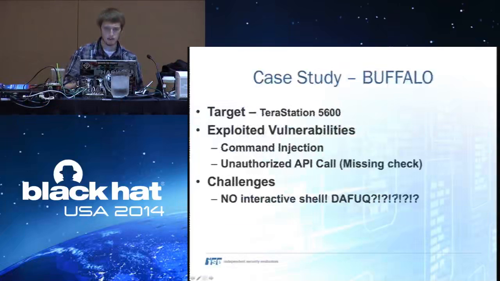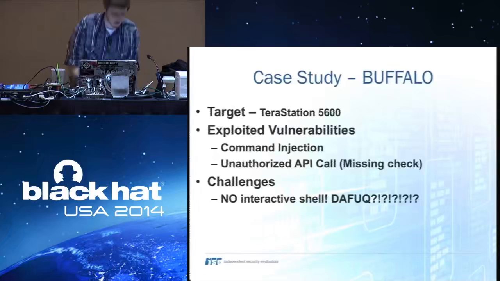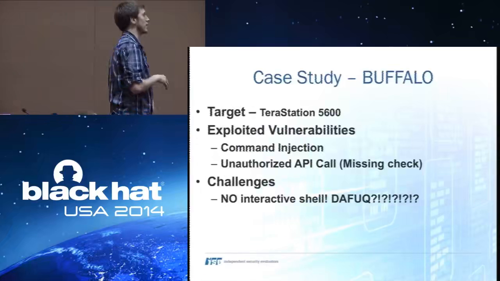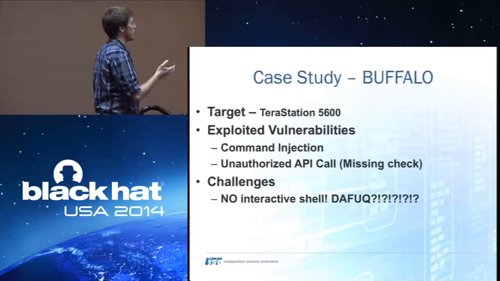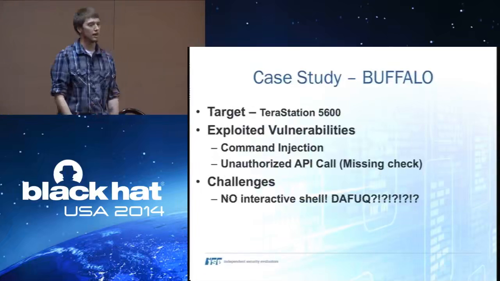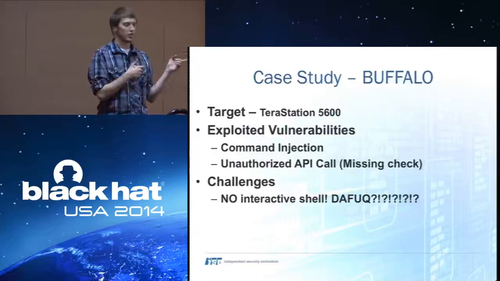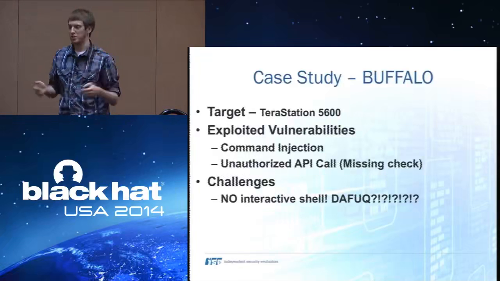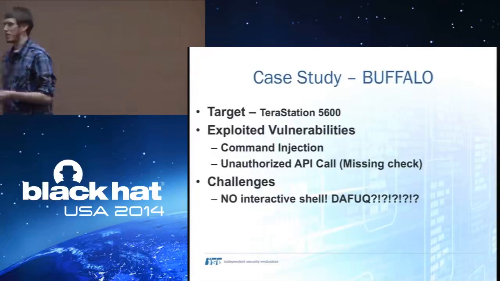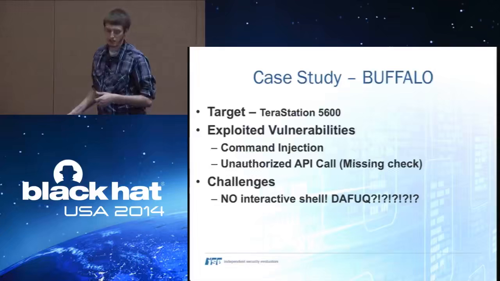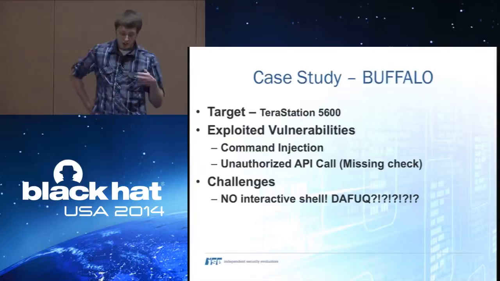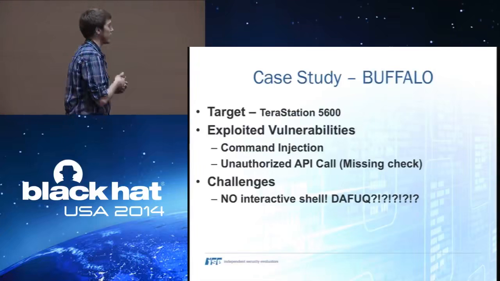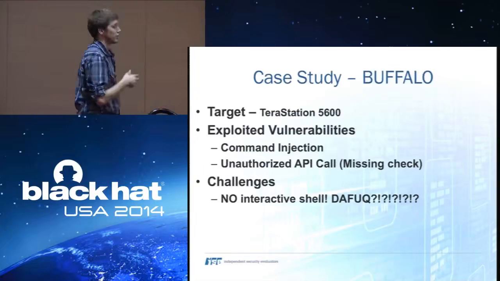All right. So case study, Buffalo. This is the TerraStation 5600. This is a big device, has like 8 drives in it. And we're exploiting 2 vulnerabilities here. Again, another command injection. And you guys notice the theme here? Remember how I said the most prevalent vulnerability, command injection? All these demonstrations are command injection. It's terrible. I think I had a couple of routers with command injection, not every single one. And the second vulnerability is an unauthorized API call, and it's just a missing check.